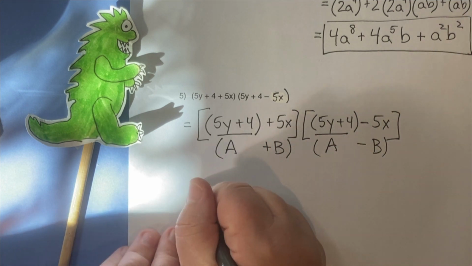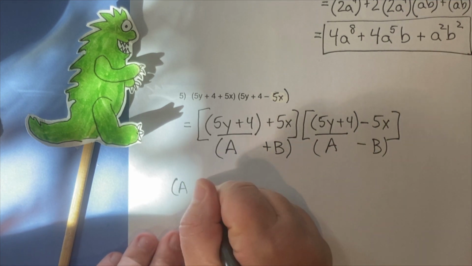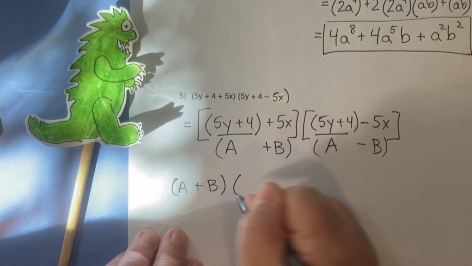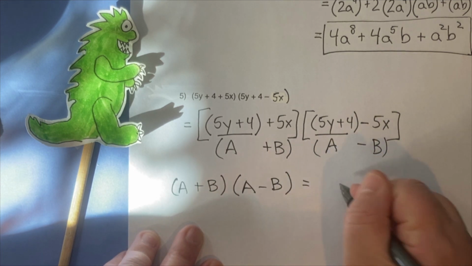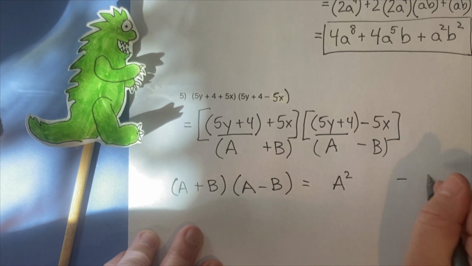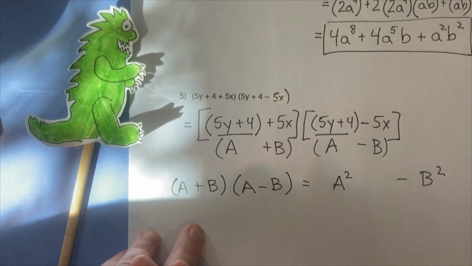So a plus b times the quantity a minus b gives us a squared minus b squared.